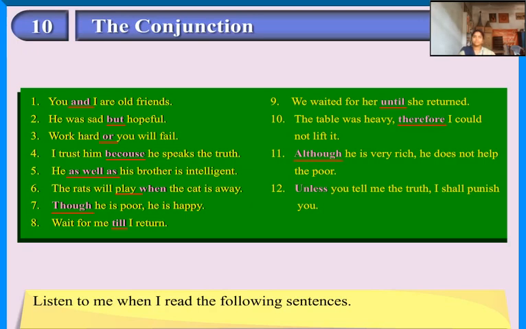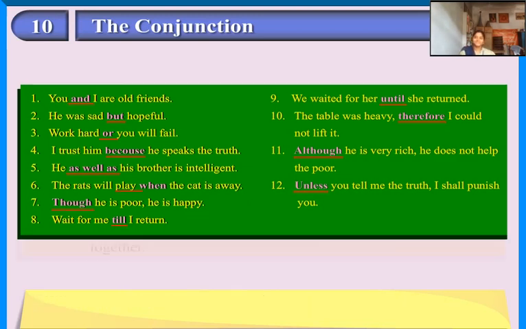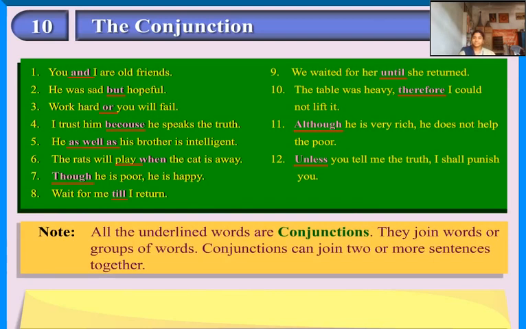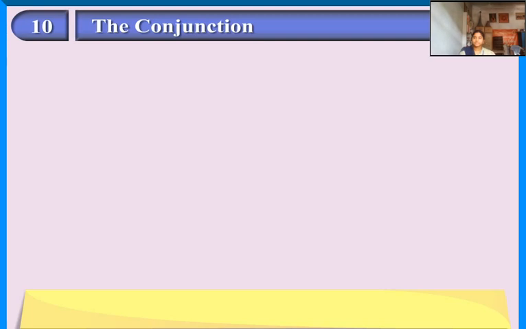Although he is very rich, he does not help the poor. Unless you tell me the truth, I shall punish you. Note, all the underlined words are conjunctions. They join words or groups of words. Conjunctions can join two or more sentences together.